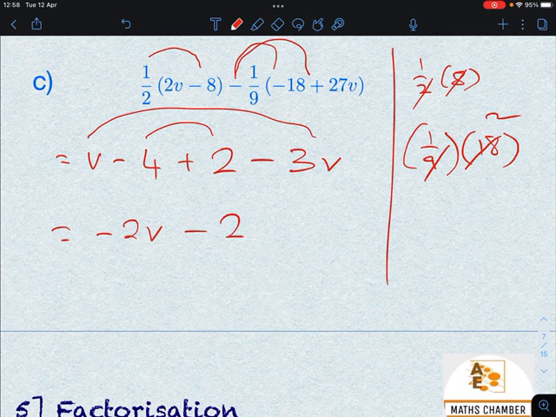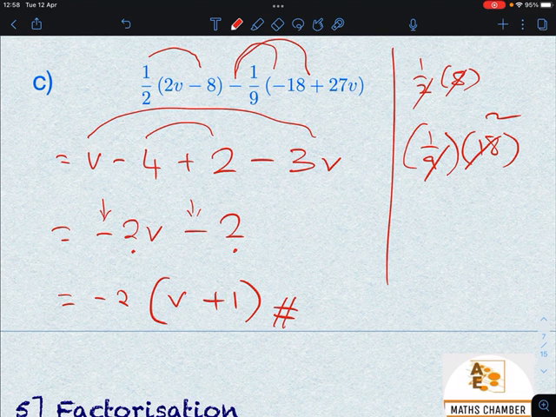But of course, it is better to factorize. Factorize means taking out the common terms, 2. And of course, the negative here and the negative, they are common. So take out the negative 2. Bracket, you have your v plus 1. This is a beautiful final answer.